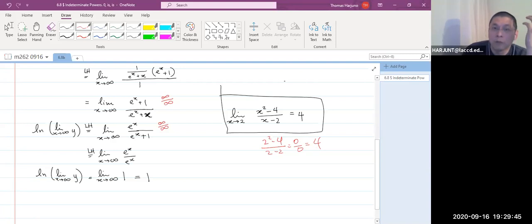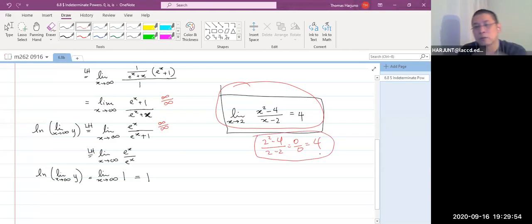If you write it this way, it means you substitute the x by 2 and compute it, and you say the value is 4. But no, 0 over 0 is not 4.